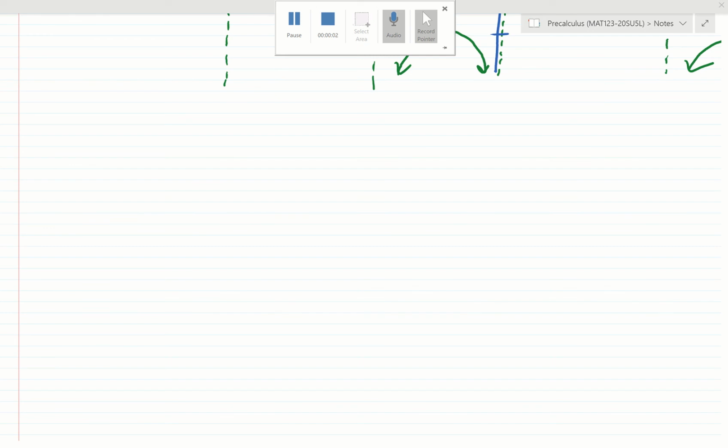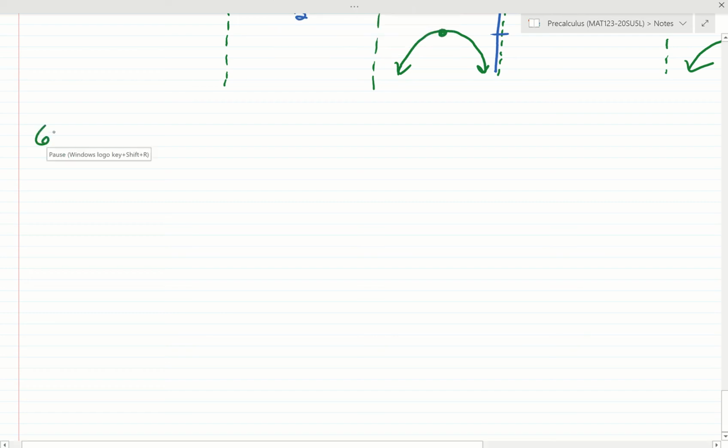In this lesson, we'll be looking to see how to transform the parent graphs of trigonometric functions. So we'll call this 6.3 to 6.6, and this is called transformations of trigonometric functions.